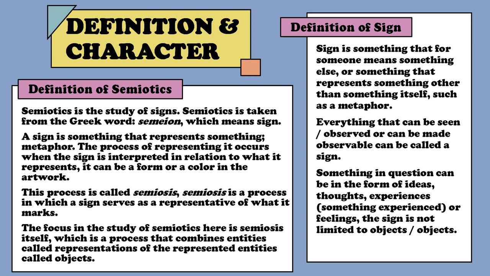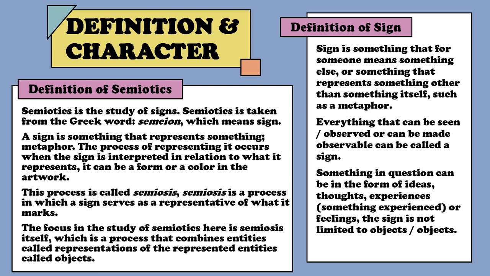This process is called semiosis. Semiosis is a process in which a sign serves as a representative of what it marks. The focus in the study of semiotics here is semiosis itself, which is a process that combines entities called representamen with the represented entities called objects.